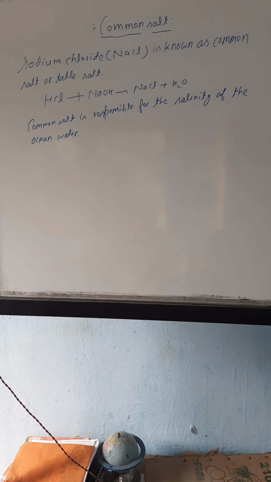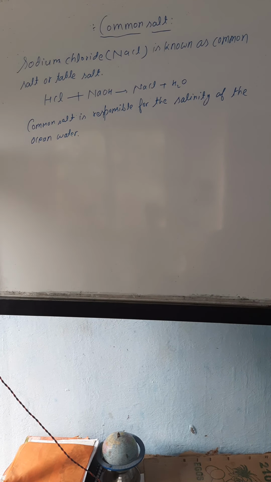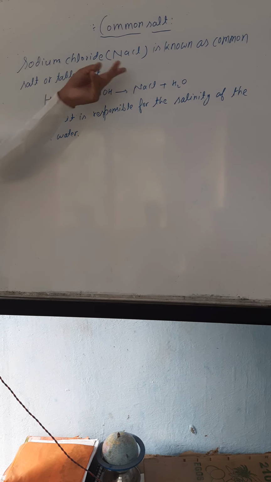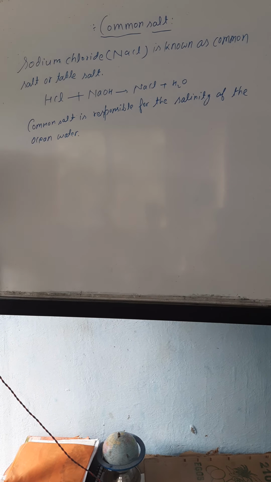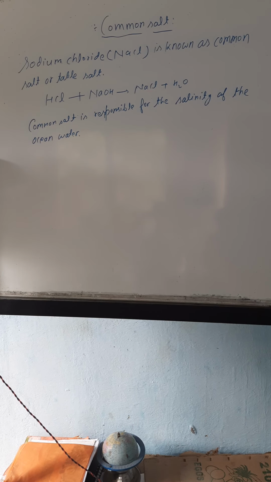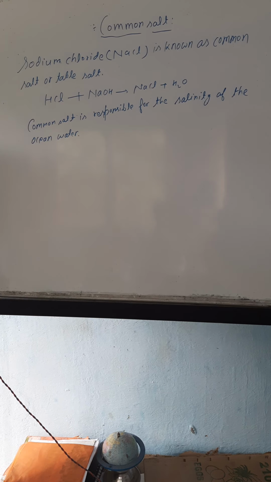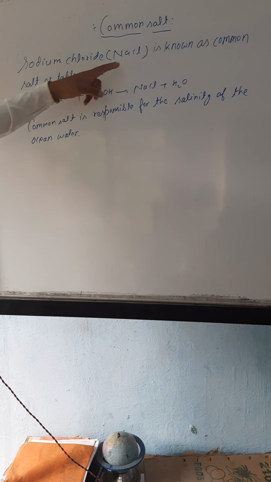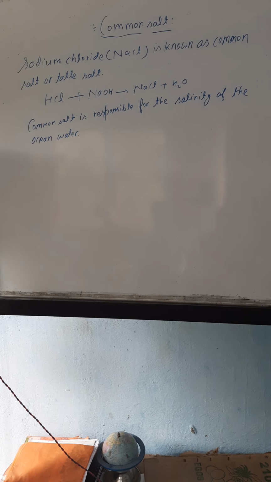Now we are talking about the common salt. Common salt means sodium chloride, NaCl. It is also known as the table salt. Common salt, or you call it table salt, both are the same. Its chemical formula is NaCl, that is sodium chloride.